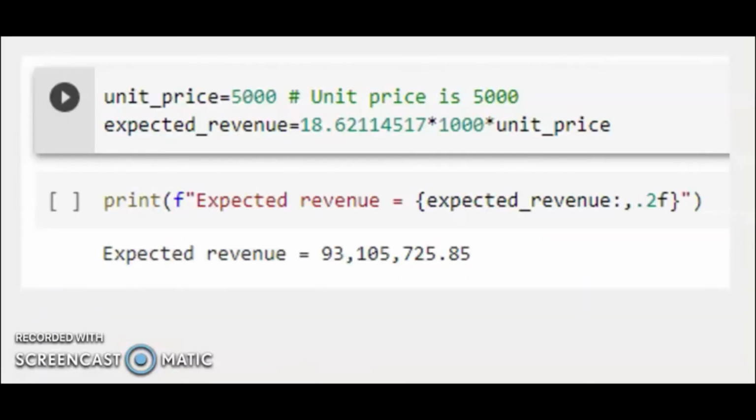With unit price of $5,000 and $10,000 budget, according to the above allocation, we can expect revenue to be 93,105,725. Of course, this is only a ballpark figure.